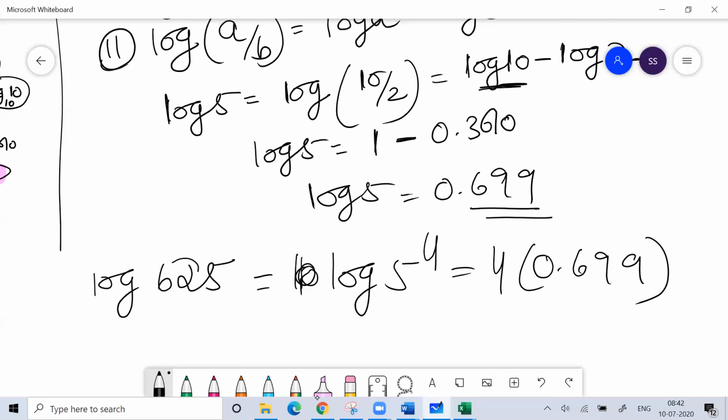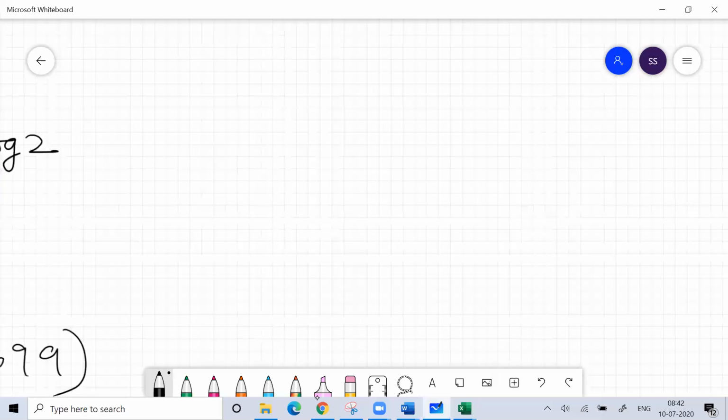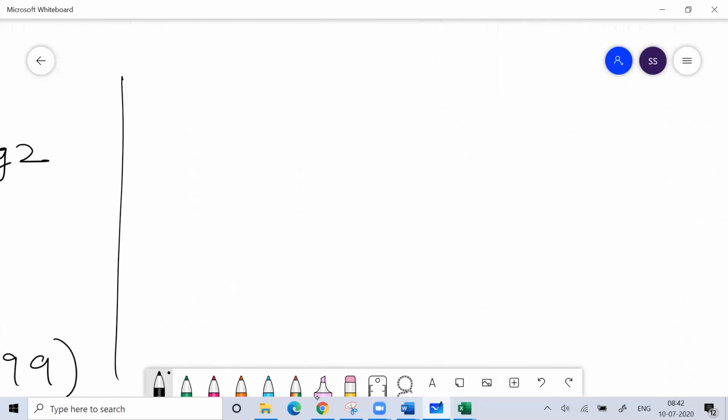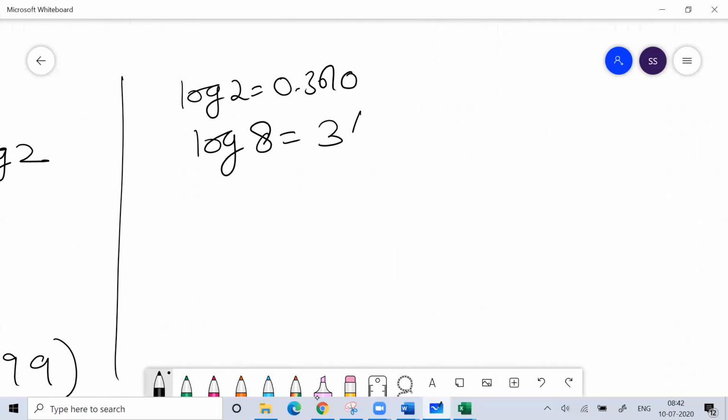So if I ask you what is log 8, you can easily know that. Because you know log 2, you can easily find log 8. You understand? Because you know the value of log 2 is 0.3010. So if I ask you what is the value of log 8, that is nothing but 3 into 0.3010. I hope this is clear with you. You are understanding the concept.